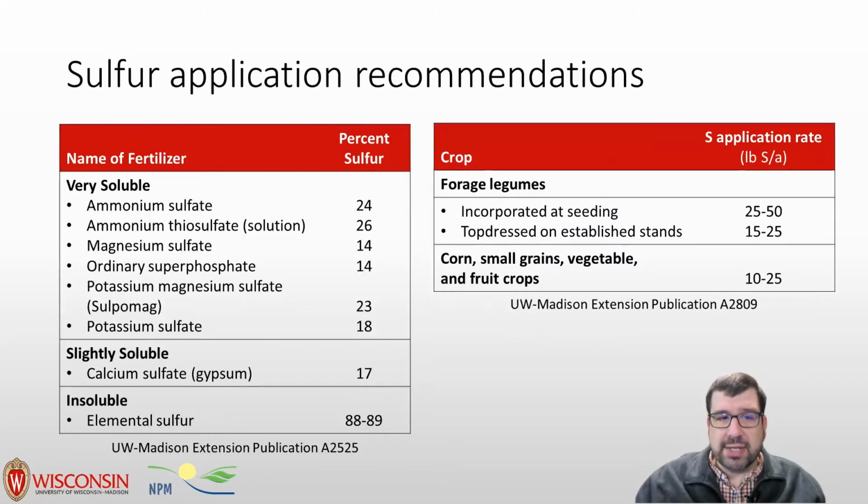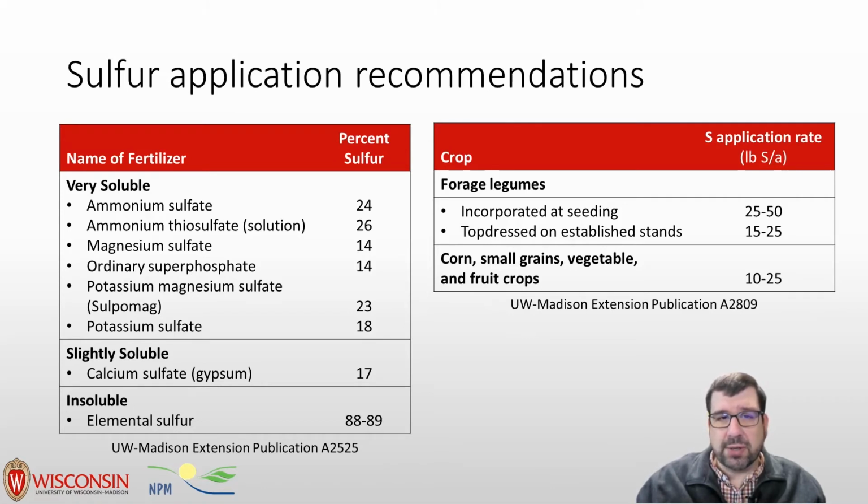On the left-hand side, you'll see a chart with fertilizer sources for sulfur. All sulfate forms are equally effective when surface applied or incorporated. Elemental S, or sulfur, is insoluble and must be transformed into sulfate sulfur by soil bacteria. To be effective, elemental sulfur should be incorporated in advance of when the crops need it. Also, keep in mind that ammonium thiosulfate should not be applied in furrow as it will cause seedling damage.